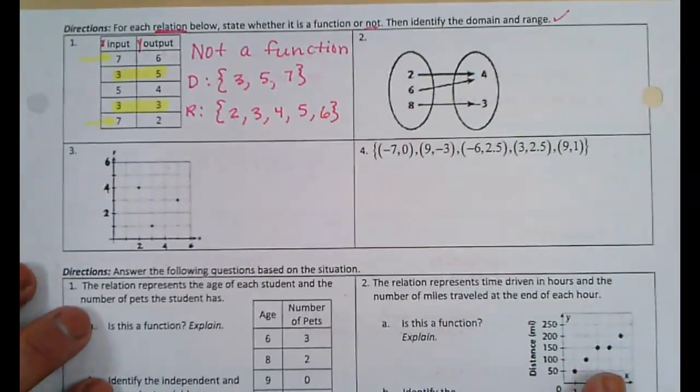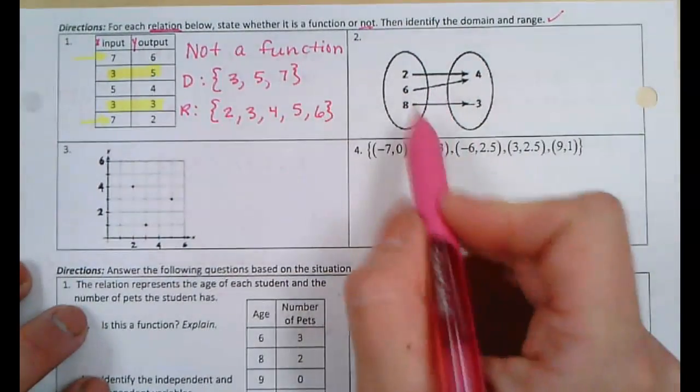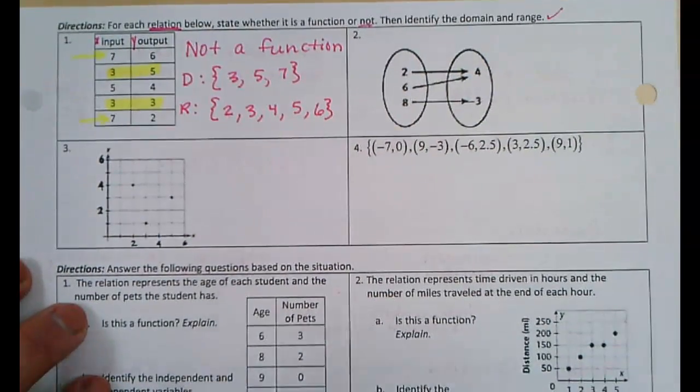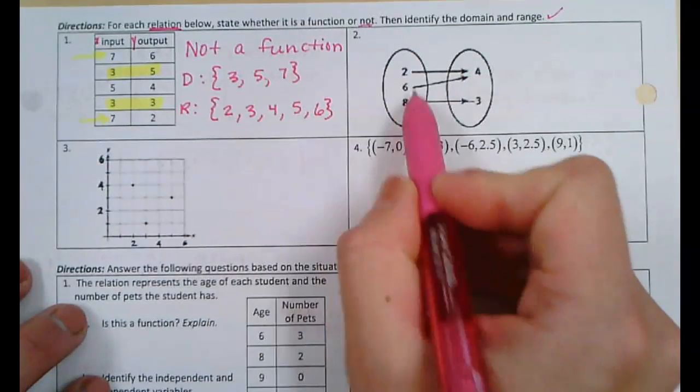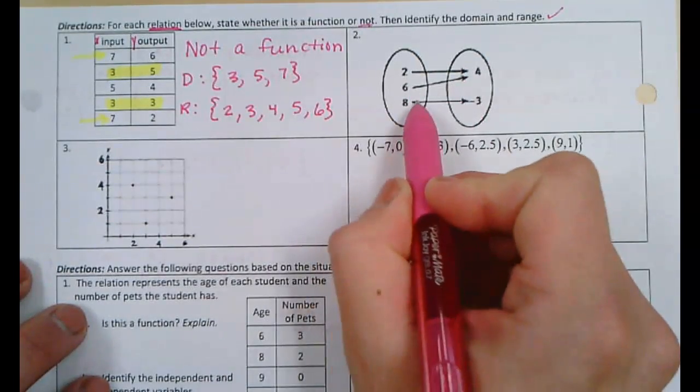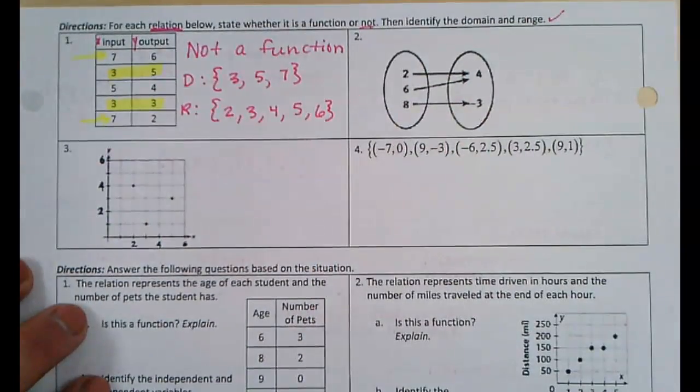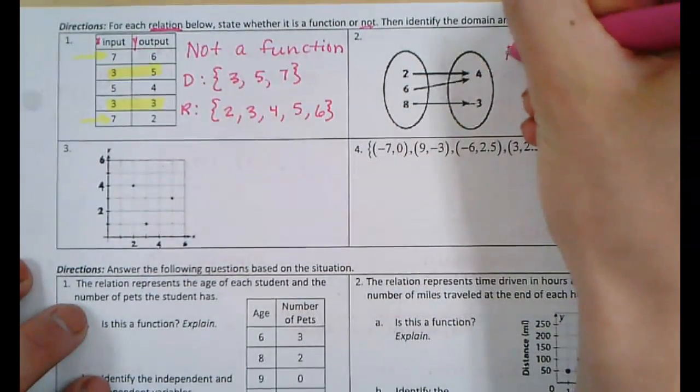All right, so let's look at the next one. Number 2 is a mapping. I have 2 mapped out to 4, 6 mapped out to 4, and 8 mapped out to -3. Is this a function or not a function? This one is a function. Let's talk about it.